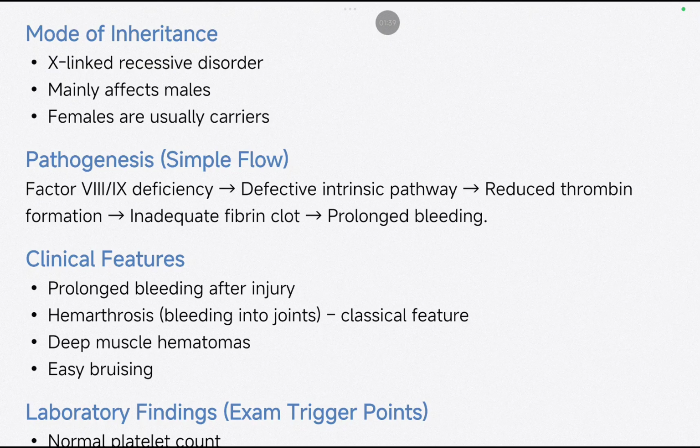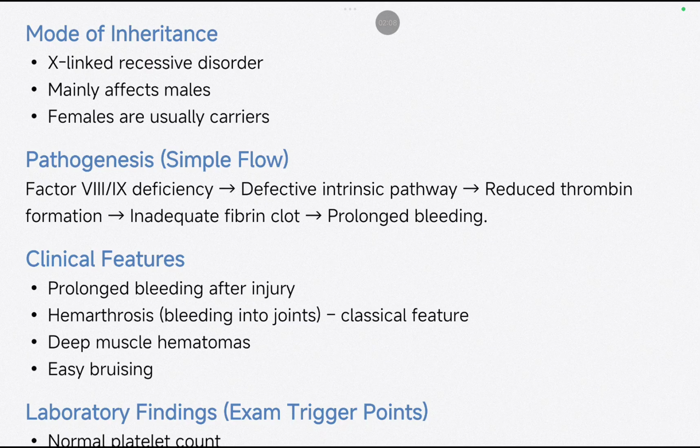Okay. And what is the pathogenesis? There would be a deficiency of clotting factors such as factor 8 or 9, which will create a defective intrinsic pathway. And what will this intrinsic pathway do? It will reduce thrombin formation, and thrombin formation leads to inadequate fibrin clot, which leads to prolonged bleeding.